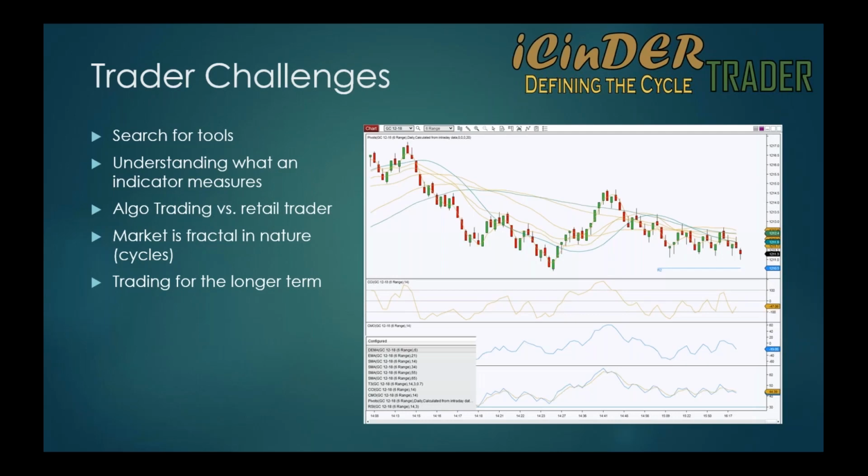In this presentation, we're going to look at trading for the longer term. We're not going to look at range bars. We're not going to look at Renko bars. We're going to look at day bars, so it's going to be daily charts.